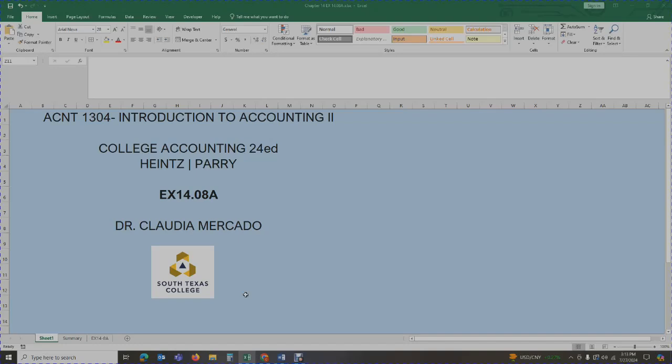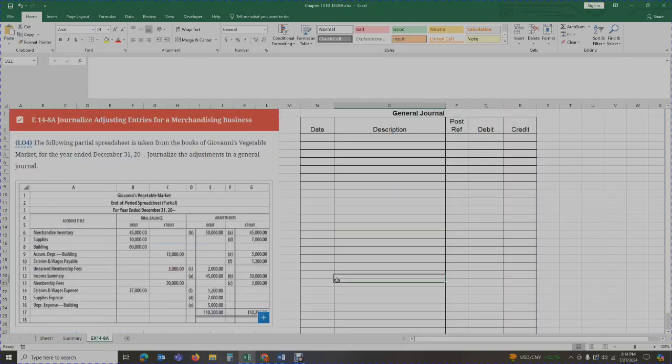So the exercise that we're going to be covering is exercise 14.08A, and it deals with adjusting entries. Let's look at the problem. We are provided with an end of period spreadsheet. This is a partial spreadsheet. We are being asked to journalize the adjusting entries for a merchandising business.